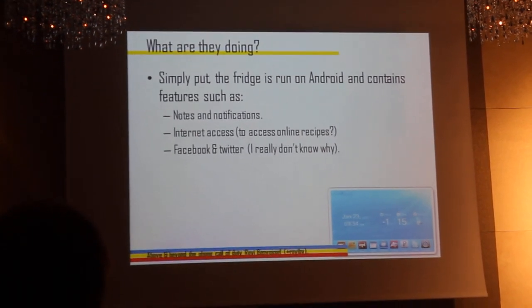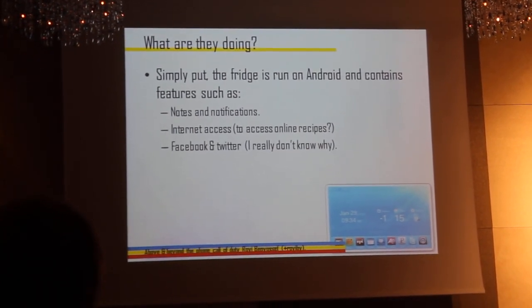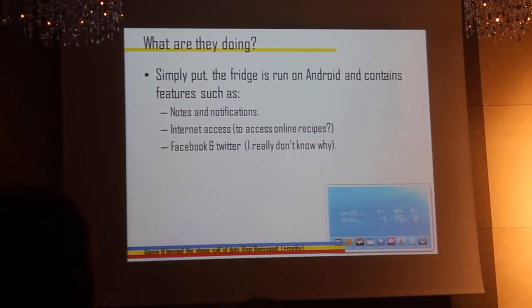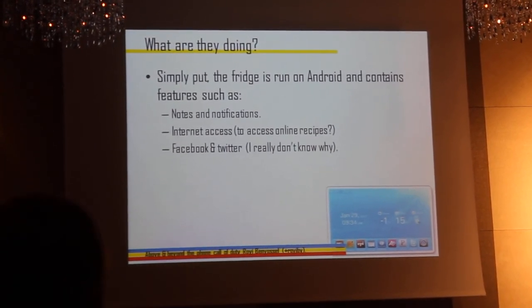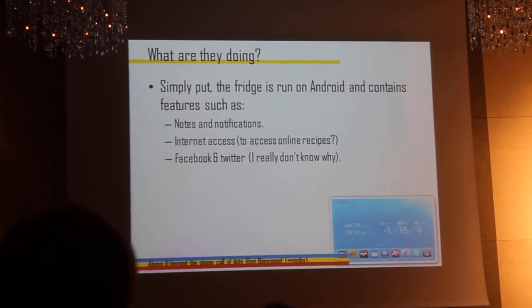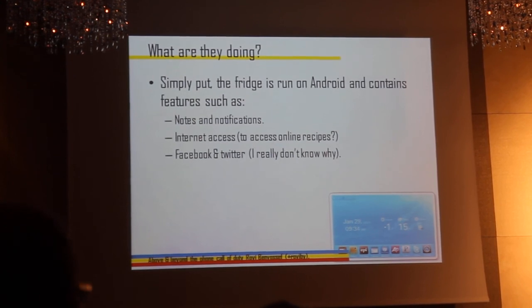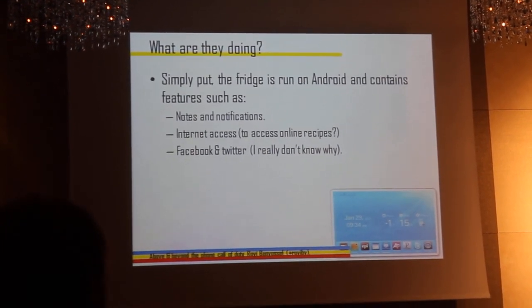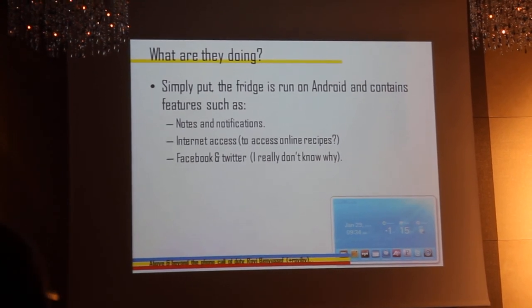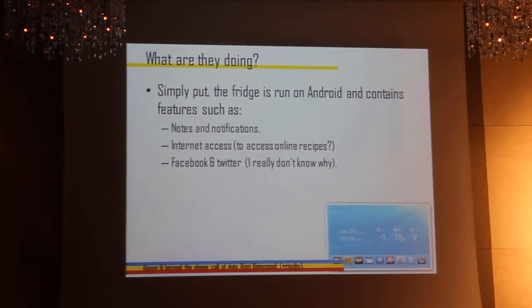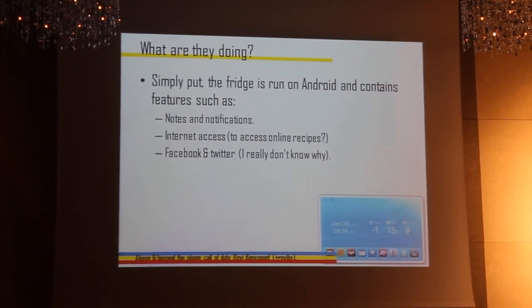They have internet access, so maybe I can see online recipes. They put Facebook and Twitter. I have no idea why. But that is a very good point, because with a little more thinking, the good people at Samsung could have had a great product. Now I thought of cameras. If someone here can name what I thought of for cameras, I'll buy him a beer later on, really. Because I thought, what if they added cameras?